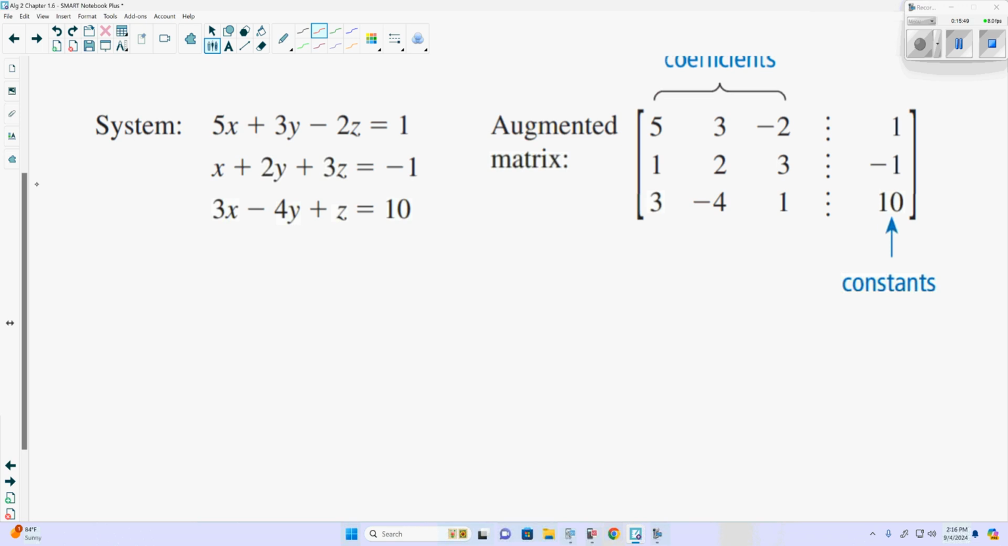The numbers in front of our variables for this first one are positive 5, positive 3, negative 2, 1, yes? Augmented matrix: positive 5, positive 3, negative 2, and 1. Second one, we have positive 1, positive 2, positive 3, negative 1. And the last one, we have 3, negative 4, 1, 10. So we're really just taking the numbers in front of each variable and putting them there. And we just need to make sure it's in the form of x, y, z. If we don't have z, it's just x, y.